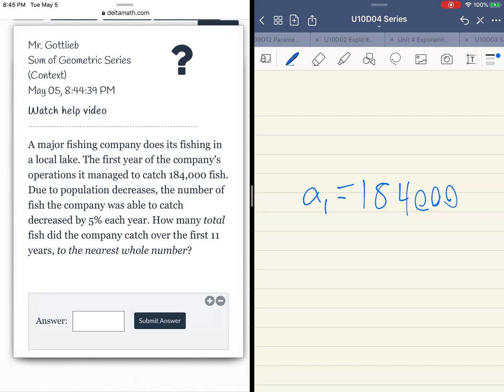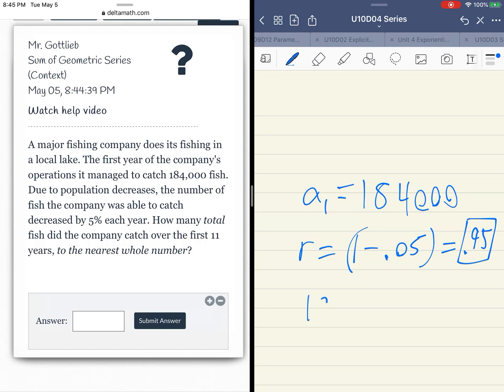Then it says the number of fish the company was able to catch decreases by 5% each year. So that means the ratio is actually going to be equal to 1 minus 0.05, which is equivalent to 95% of the fish remaining every year, so that's our R value.